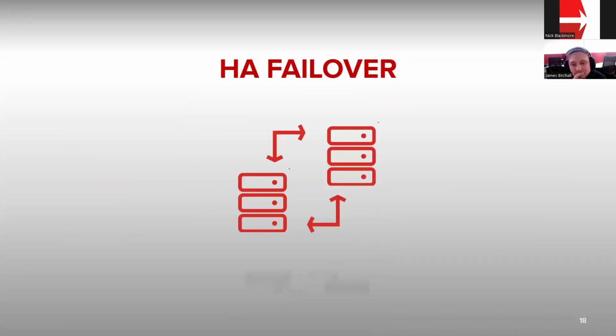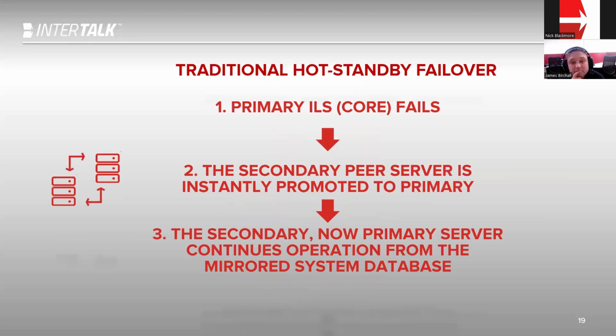We're going to review the high availability failover sequencing. We'll start off by reviewing the hot standby failover, which is a traditional one we're pretty much used to here. Number one, the primary ILS or core fails. The secondary peer server is instantly promoted to primary. And the secondary, now primary server, continues operation from the mirrored system database.